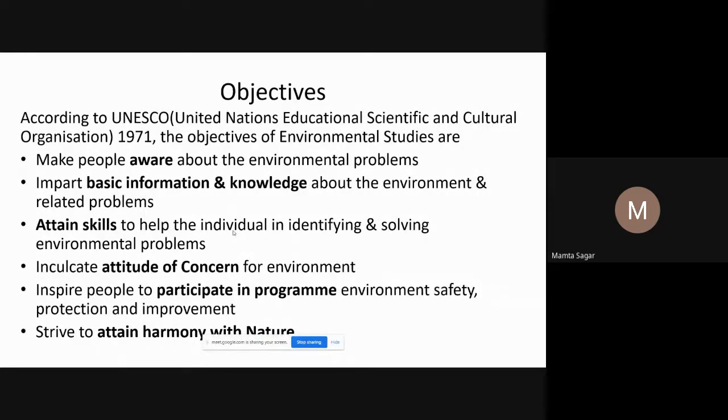So this is the overall summary. We have discussed in today's class all the objectives given by UNESCO, and we also think these are important.